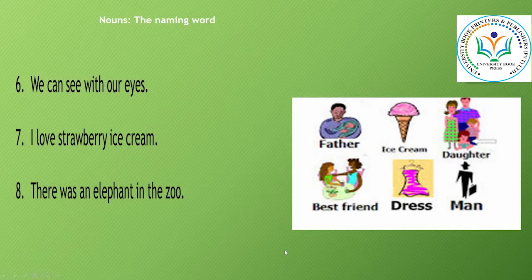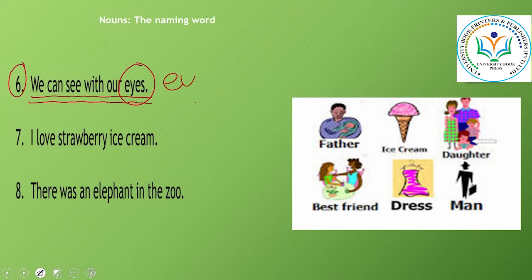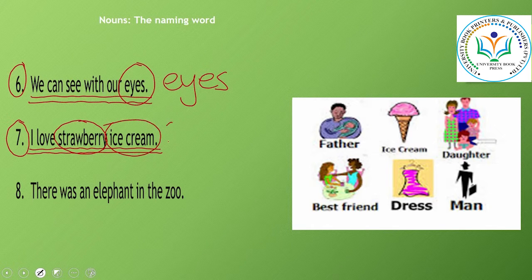A few more examples. And I hope this time you will try to do it with me. Sentence number six. We can see with our eyes. What are we talking about in this sentence? Eyes. Number seven. I love strawberry ice cream. What do I love? Strawberry and the ice cream of strawberry. So there are two. Strawberry, ice cream.